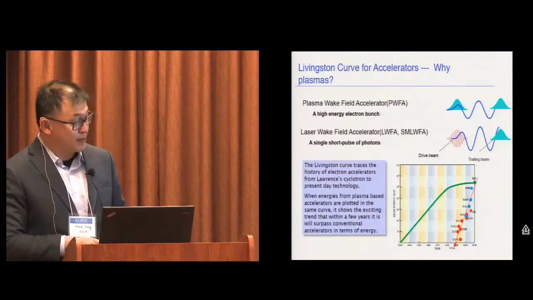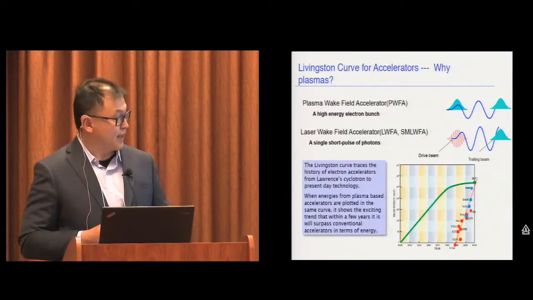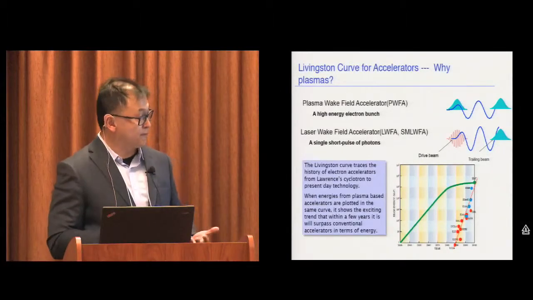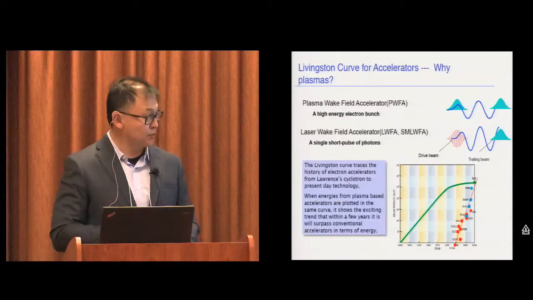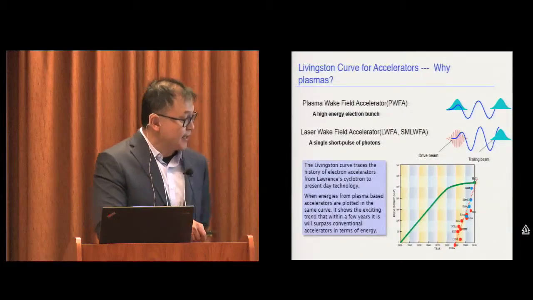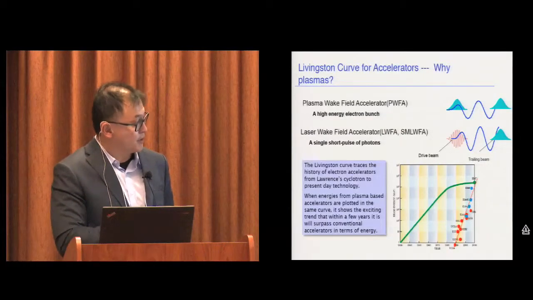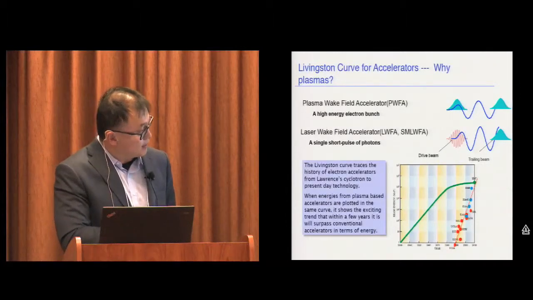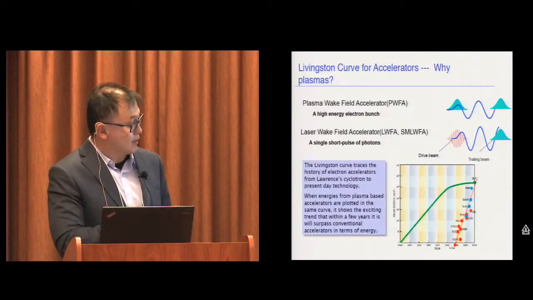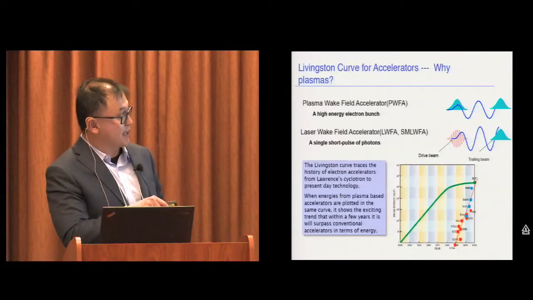Plasma doesn't have that problem because it is made up of ionized gas, and the particles are already broken down, so it has no breakdown limit. So it can support fields which are 2 or 3 orders of magnitude larger than those in a conventional accelerator. You can see that since the 1990s, there has been tremendous progress made in plasma-based accelerators. These are some of the experiments in the past 20 years. The red dots represent experiments done using a laser driver, and the blue dots represent experiments done using a beam driver.